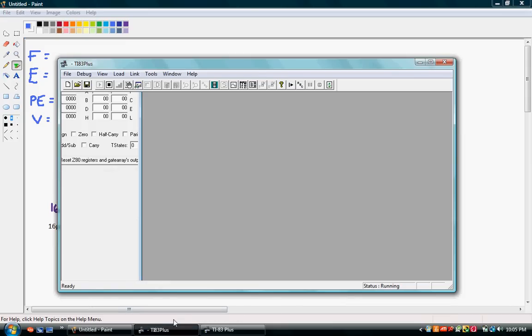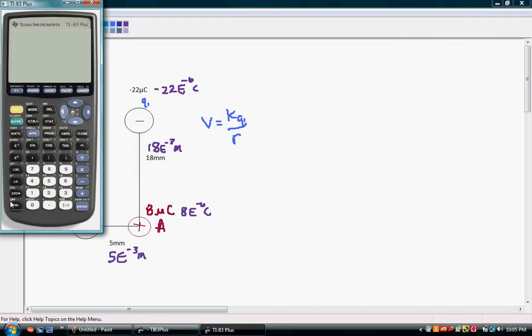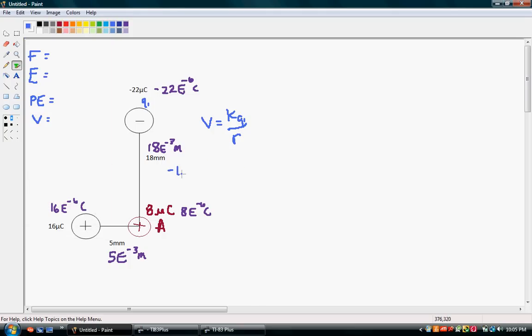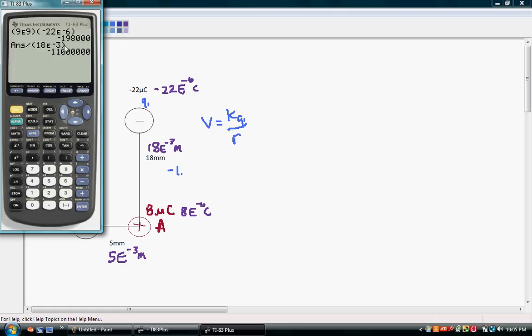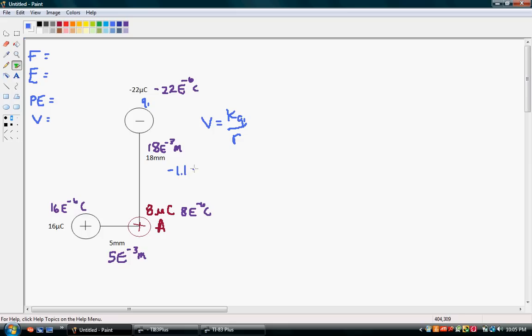So let's go ahead and pull up our calculator. Alright, so K is 9 e to the 9. Our Q is negative 22 e to the negative 6. And we will divide that by the distance, which is 18 e to the negative 3. And we get negative 1.1 times 10 to the 7. So negative 1.1 e to the 7 joules per coulomb. Notice that our voltage is negative because our charge was negative there.